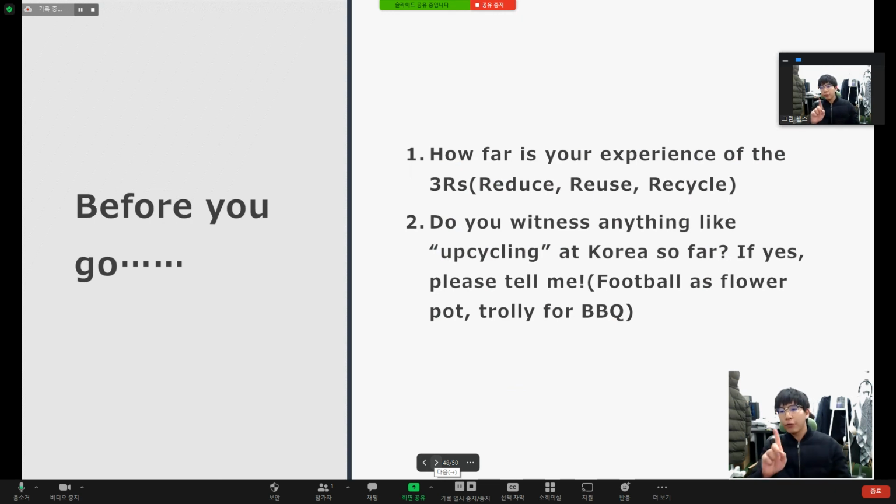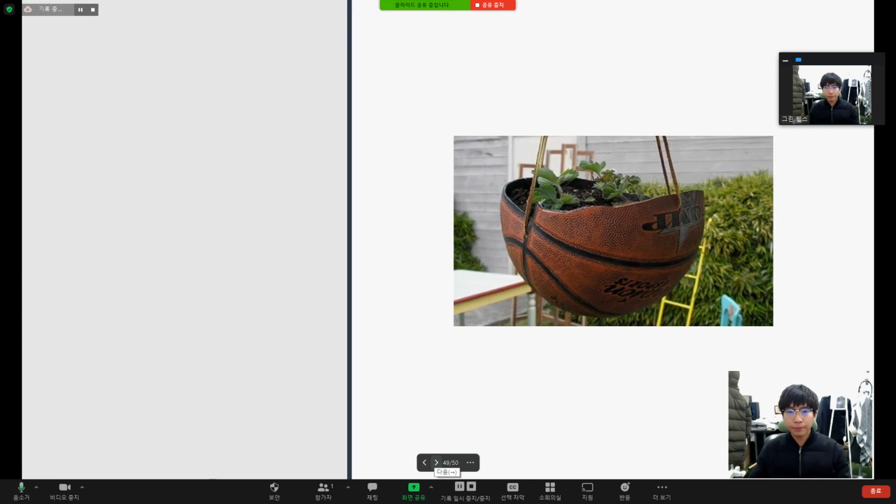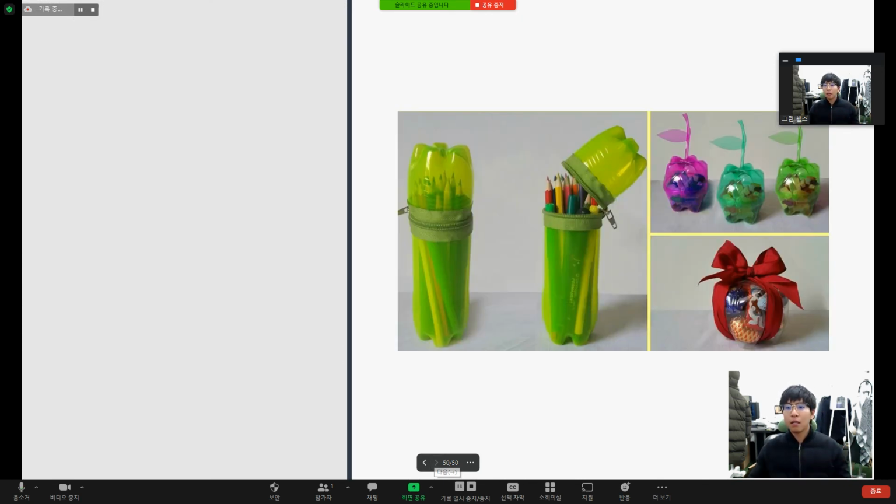Okay, so before you go, here we have to look at how far the experience of the three R's goes: reduce, reuse, and recycle. And then, do you witness anything like upcycling in Korea so far? If yes, please tell me. For example, a football as a flower pot, a trolley for BBQ, I can show you the pictures. This or this. Okay, so this is all about it, and thank you very much.